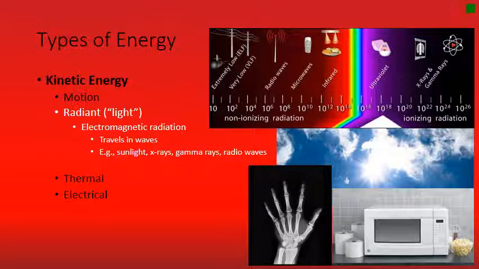Radiant or light energy is also a form of kinetic energy. Light energy is better described as electromagnetic radiation. It is not just visible light. Visible light is a tiny fraction of the electromagnetic spectrum. Electromagnetic or light energy includes everything from radio waves to microwaves to ultraviolet rays to X-rays and gamma rays.